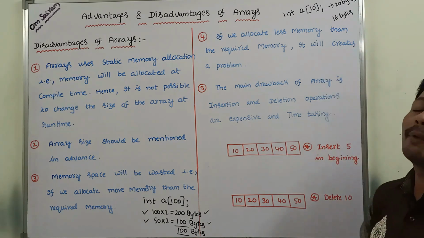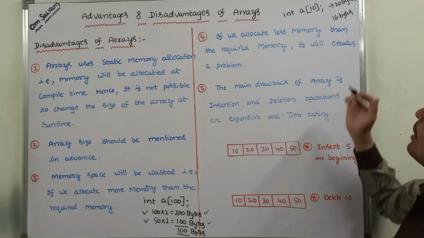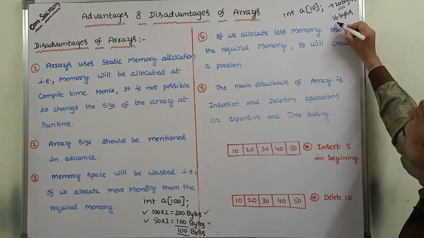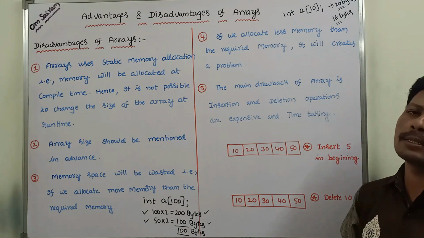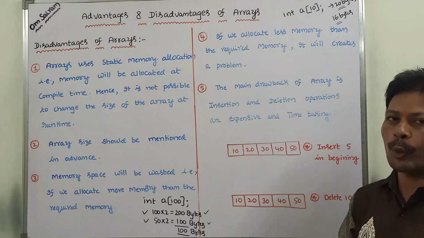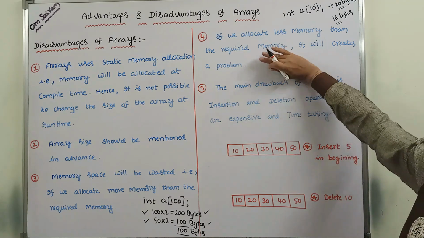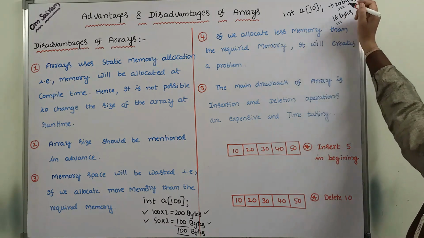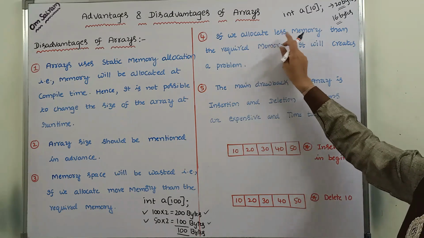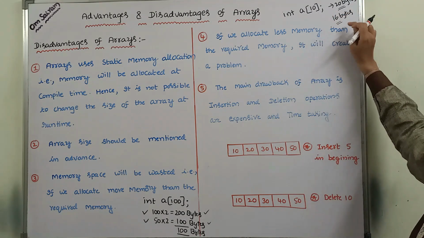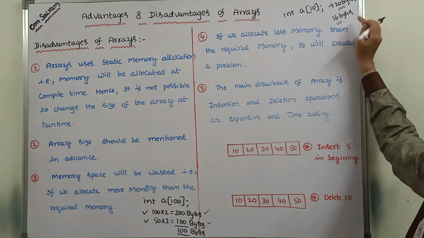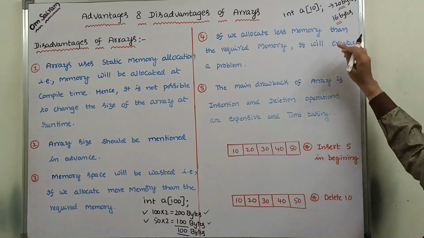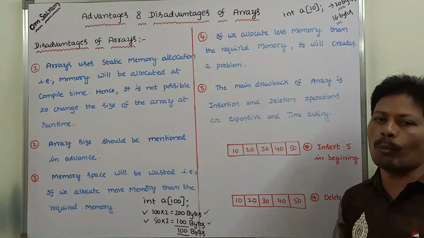So then it will create a problem. Actual memory requirement is 20 bytes, but allocated memory is only 60 bytes. Then it will create a problem. Actually, it is not possible because of memory problem maybe, so it may occur. If we allocate less memory, so we are allocating only 16 bytes than the required memory. Required memory is 20 bytes. At that time, it will create a problem.